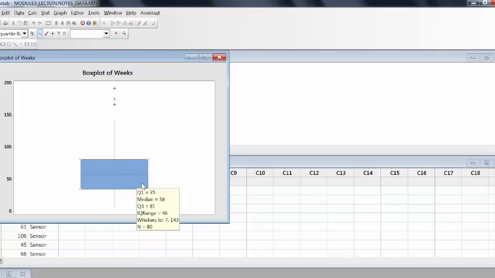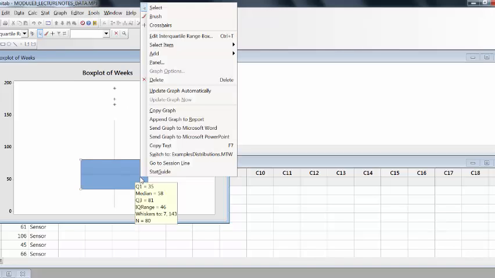So anyway, what you want to know right now is you can see there's your median. Half of my data values are to the left and half are to the right. It's not the balancing point. And you can kind of see the spread. We have some outliers up here.